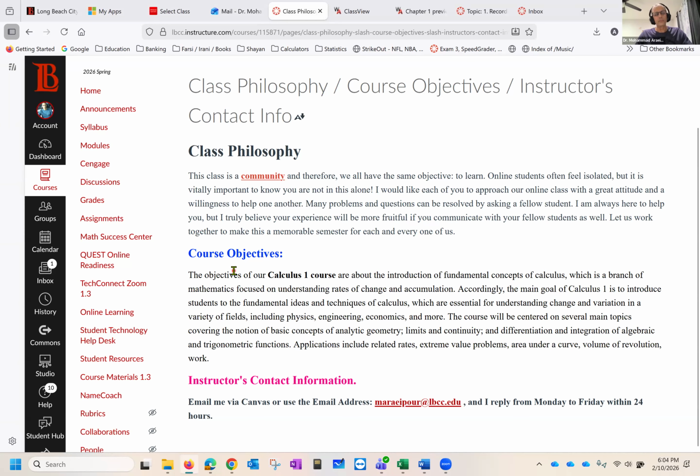Now, course objective. The objectives of our Calculus 1 course are about the introduction of fundamental concepts of calculus, which is a branch of mathematics focused on understanding rates of change and accumulation. So in short, we learn the basics of calculus, differentiation, integration, and of course, some applications of that.